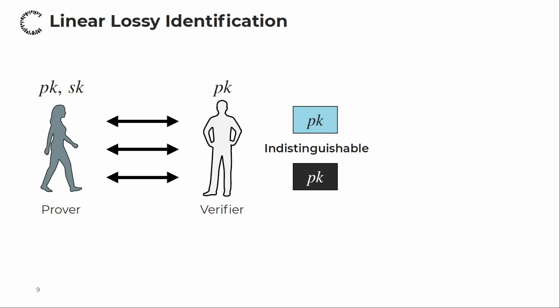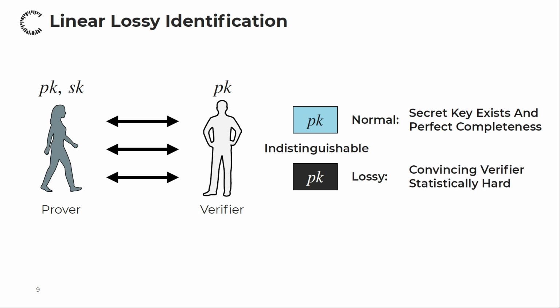Okay, so what is a lossy identification scheme? In a lossy identification scheme, we have two ways of setting up the public key, and they are computationally indistinguishable. The first one, I would call it the normal mode. So here there is a secret key and you have perfect completeness and everything is fine. And then there's a lossy mode. And in this lossy mode, there is no secret key, and in particular, even an unbounded prover Alice could not make the verifier Bob accept. Okay, so convincing the verifier is a statistically hard problem.